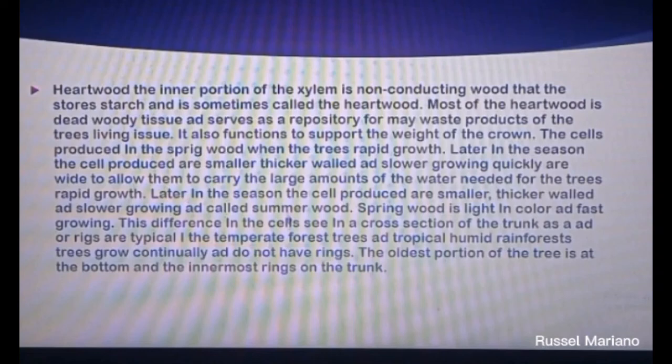This difference in the cells is seen in a cross-section of the trunk as rings. Rings are typical in temperate forest trees, while tropical humid rainforest trees grow continually and do not have rings. The oldest portion of the tree is the bottom and the innermost rings on the trunk.